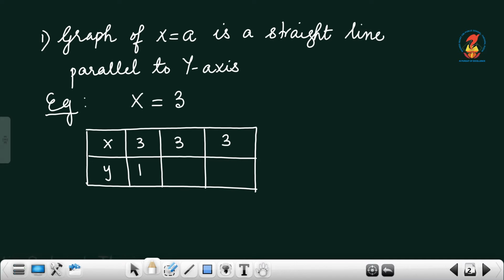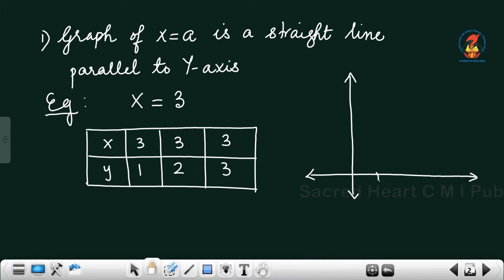Y value is not given, so I can take any values for y. X value is 3, y I am taking as 1, 2, 3. Now I have to draw the graph of this equation. 1, 2, 3, 1, 2, 3, 0, y axis, x axis.